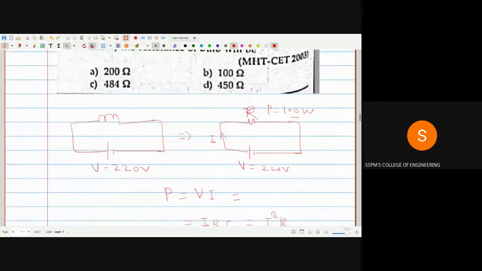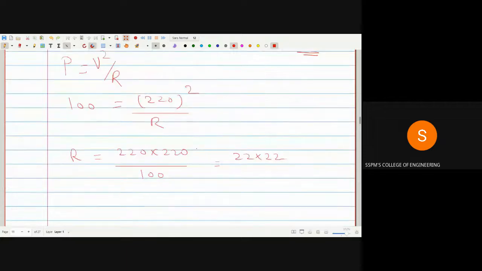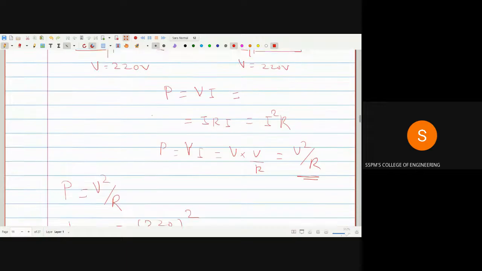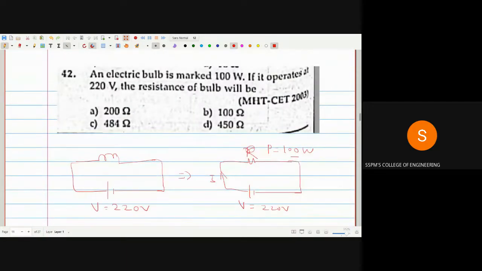तुम्ही याचा स्क्वेअर केला, 22 चा स्क्वेअर काय येतो? इट मस्ट बी 484 असणार आहे आन्सर. 484. 484 is nothing but 22 into 22. करेक्ट ऑप्शन काय असणार आहे? सी असणार.